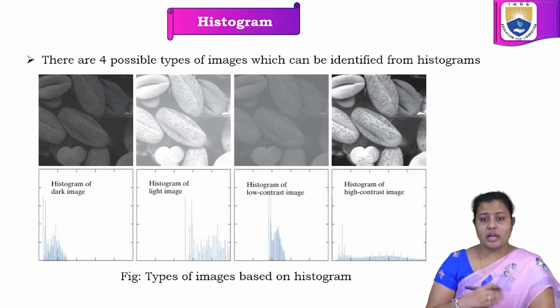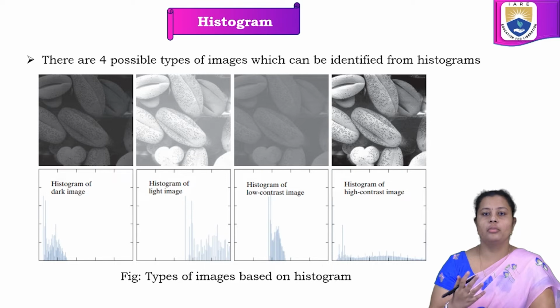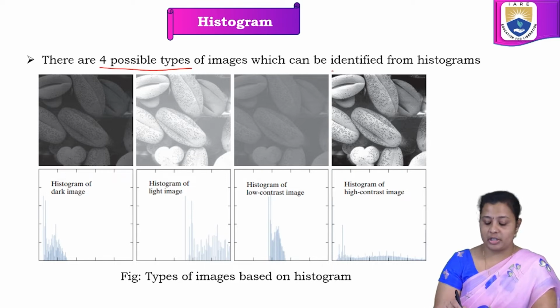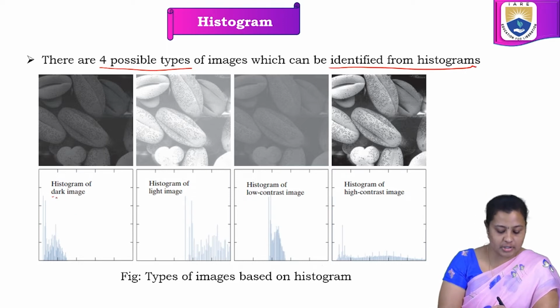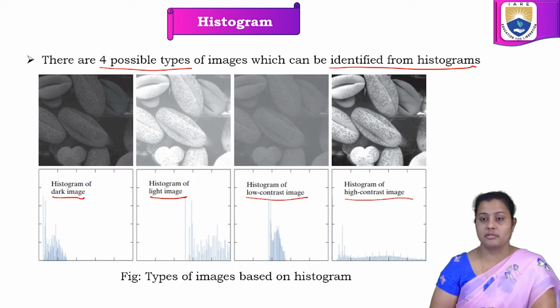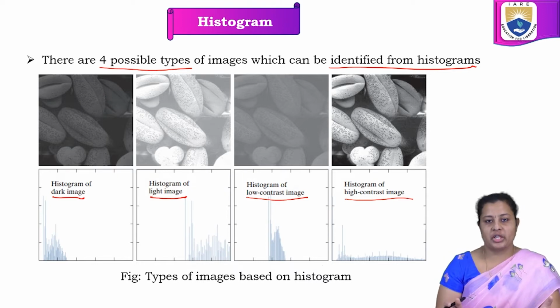So based on my histogram, I can divide images into 4 types. There are 4 possible types which can be identified based on the histograms. The first one is the dark image. The second one is the light image. The third and fourth are the low contrast image and the high contrast image. So how does the histogram differ?